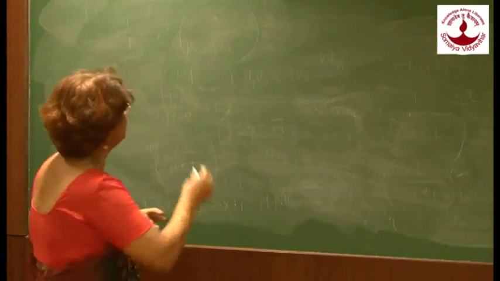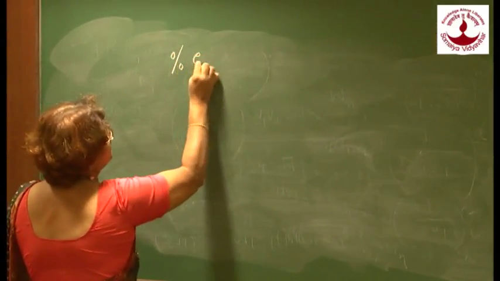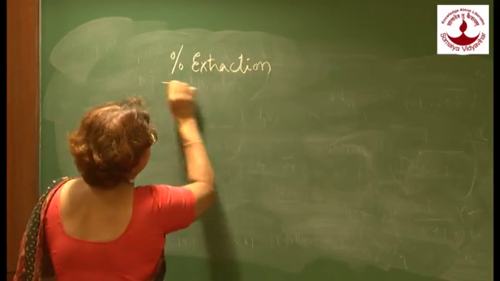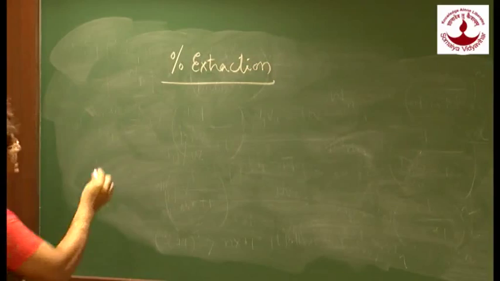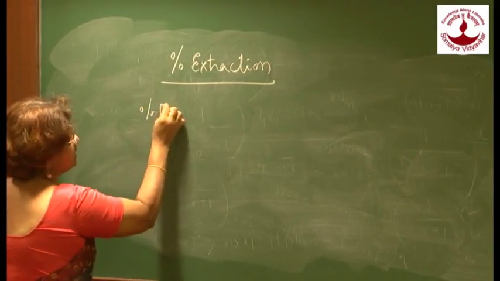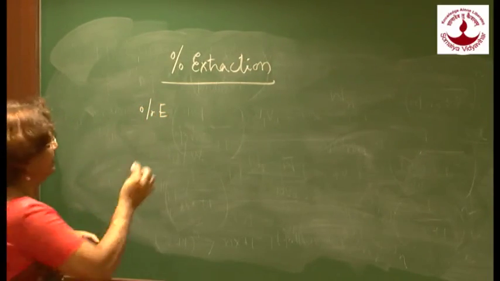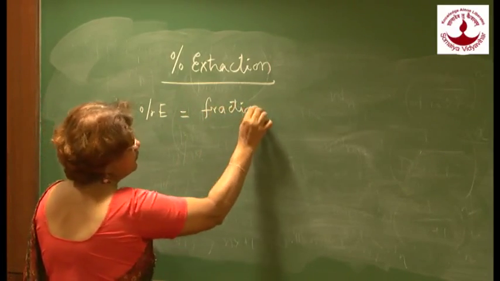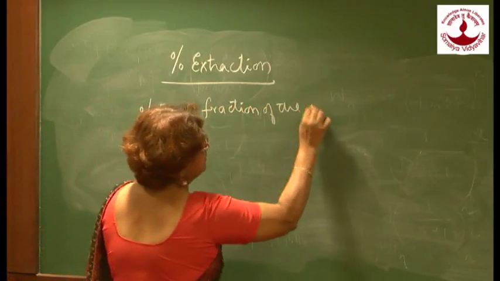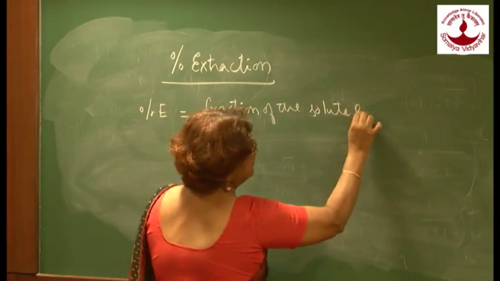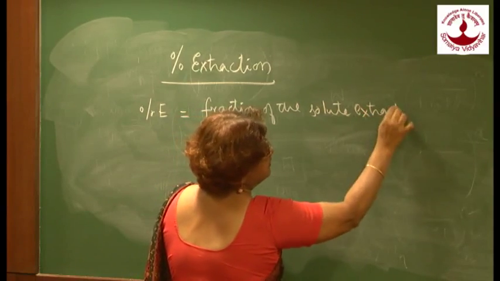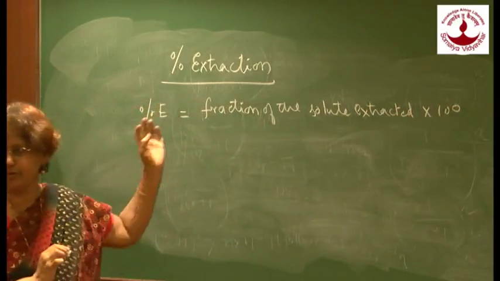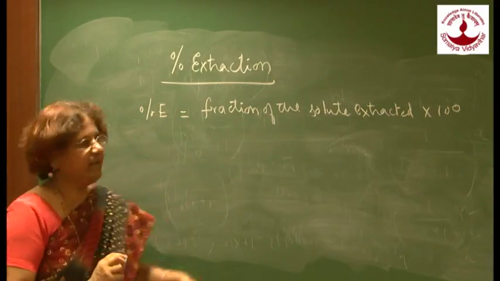Percentage extraction. How is the percentage extraction defined? It is defined as percentage extraction, or simply it is written as P, is equal to fraction of the solute extracted multiplied by 100. Fraction of the solute that has undergone extraction multiplied by 100.